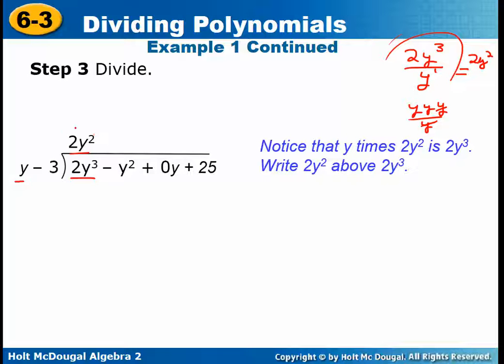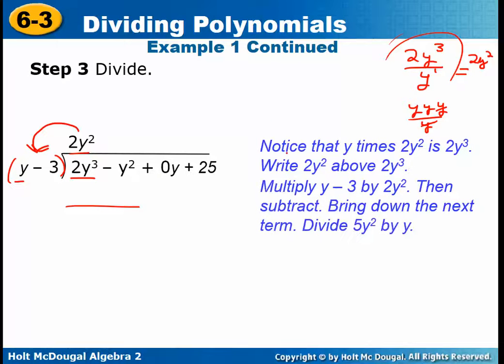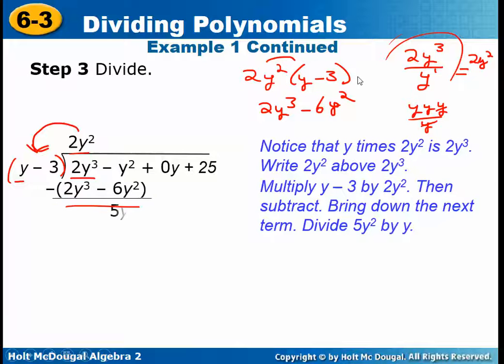Now we're going to multiply back. We're going to take 2y squared times y minus 3, and we'll put that answer down here. So we have to multiply 2y squared times y minus 3. I distribute, and I get 2y cubed minus 6y squared. And that's what's going to get written underneath here.